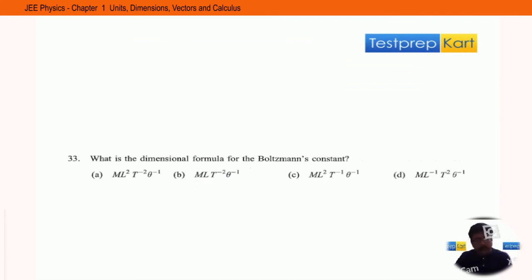What is the dimension formula of Boltzmann's constant? Boltzmann's constant is, this is the answer, M L square T to the power.